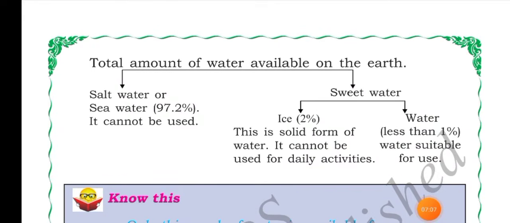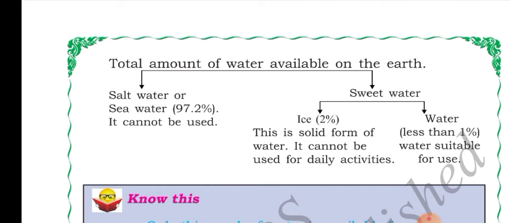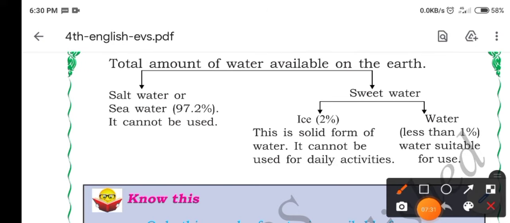As I have told you, the majority portion of the earth is water. That means most of the earth is covered with the sea, isn't it? That constitutes 97% of water, which is salty. That means it is sea water. So 97 out of 100 is sea water, and 2% is only ice.